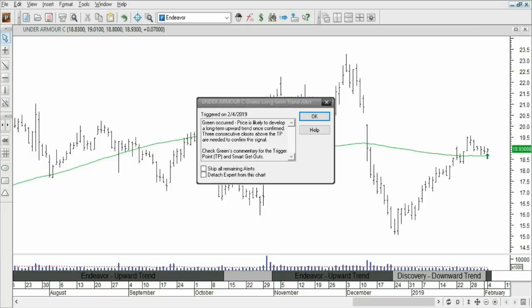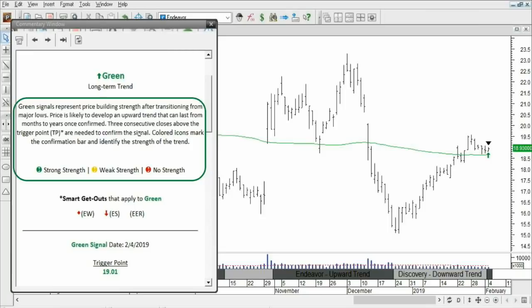Then it's going to remind you how to confirm. Three consecutive closes above the trigger point are needed to confirm the signal. Check Green's commentary for the trigger point and smart get-outs. So let's do just that. Let's open up our commentary.